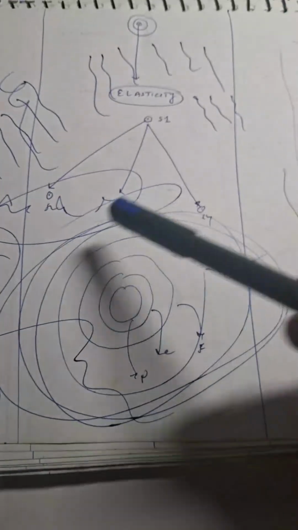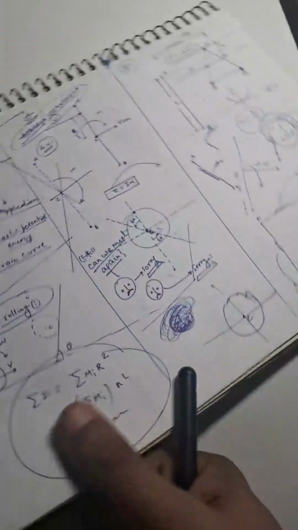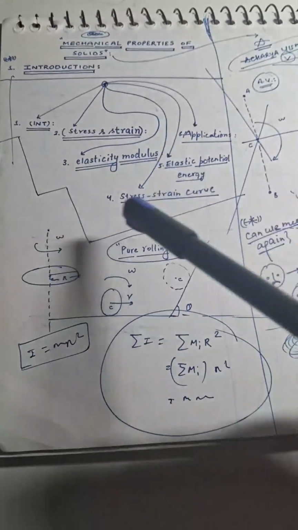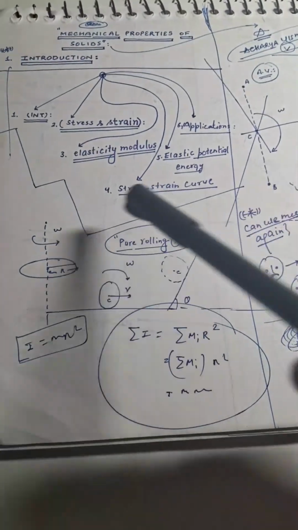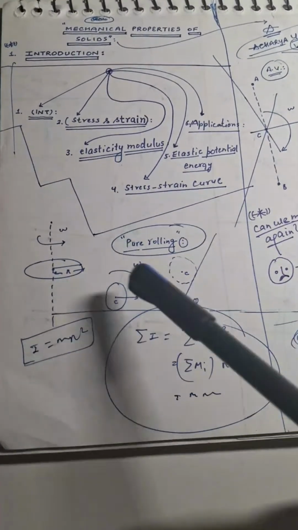Then here are certain discussions on elasticity, types of stress, strain, elasticity modulus. Then mechanical properties of solids: introduction, stress, strain, application, potential energy curves. Then a discussion on moment of inertia. Then for pure rolling cases, moment of inertia for a system. Then various questions based on that.